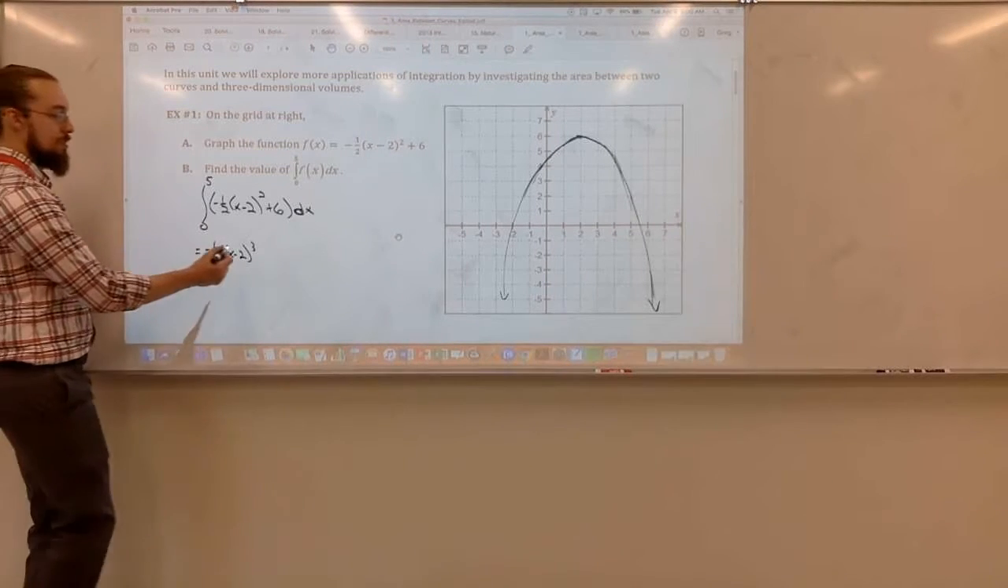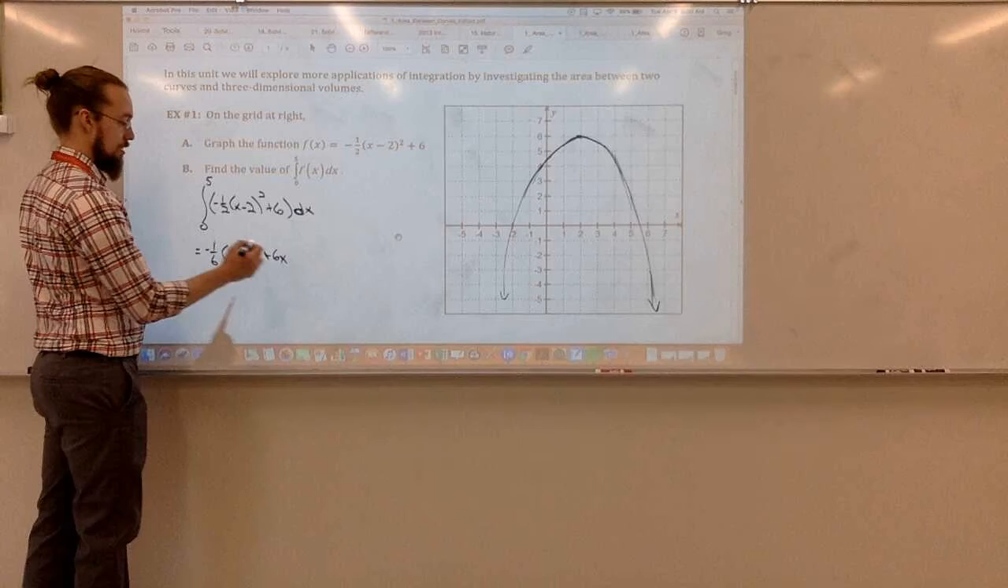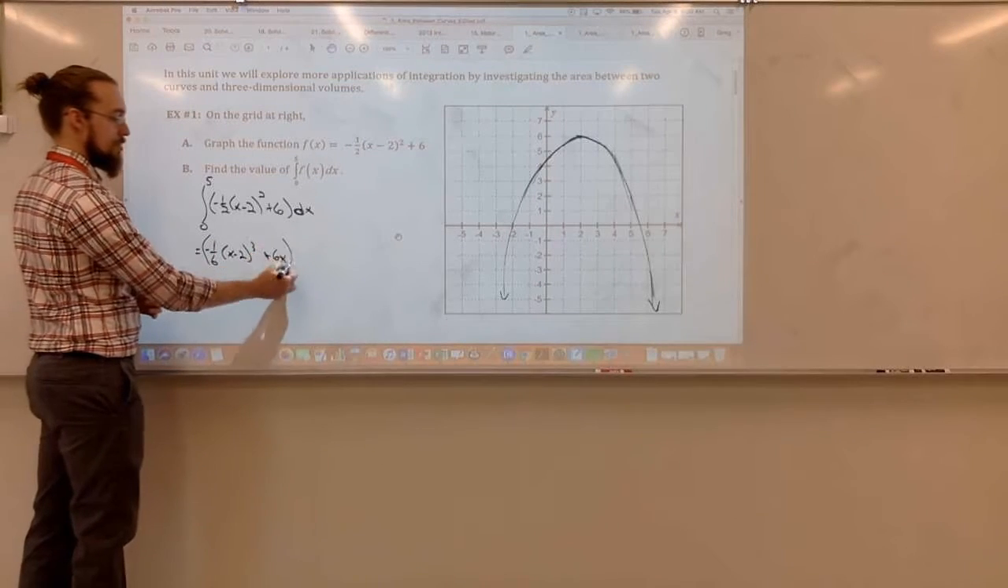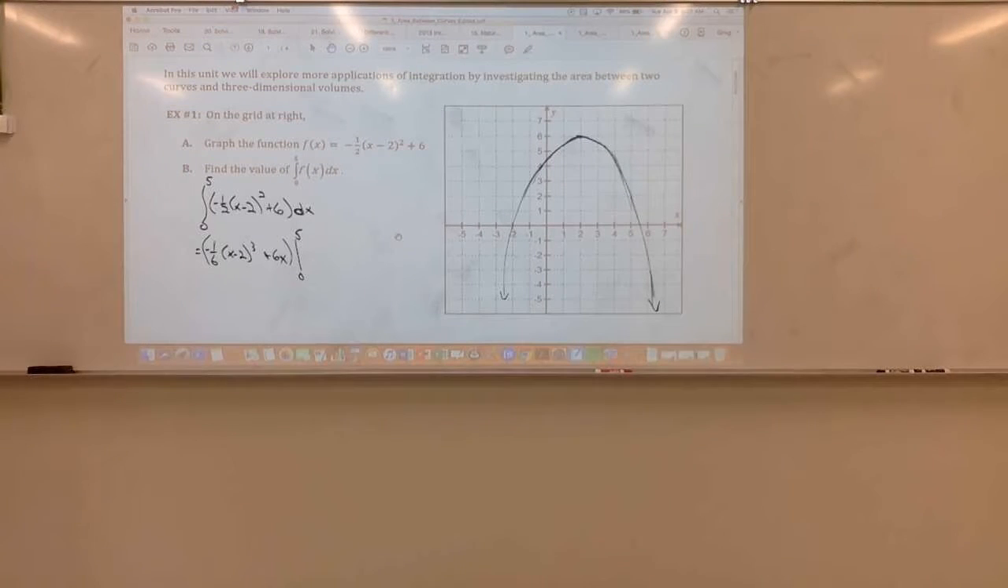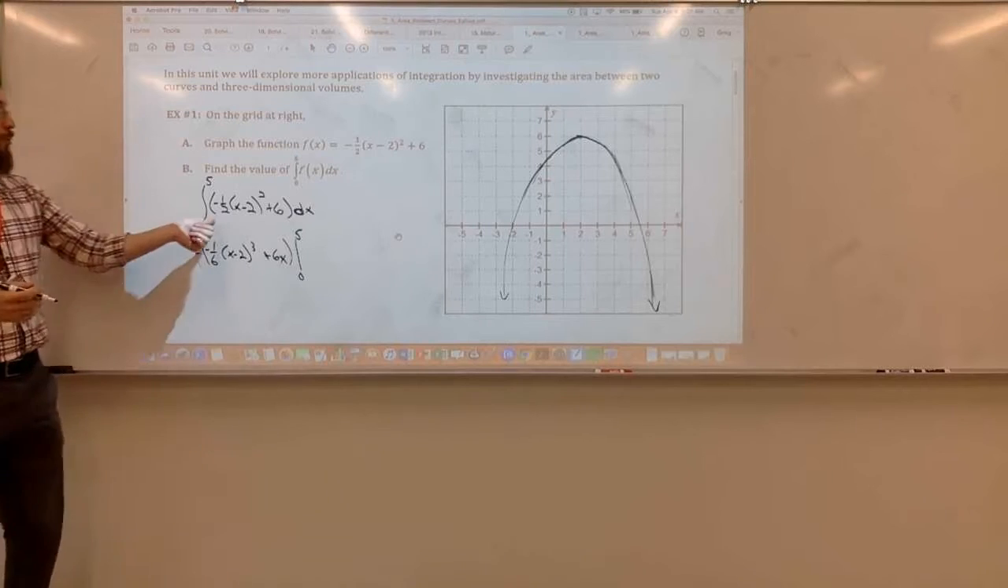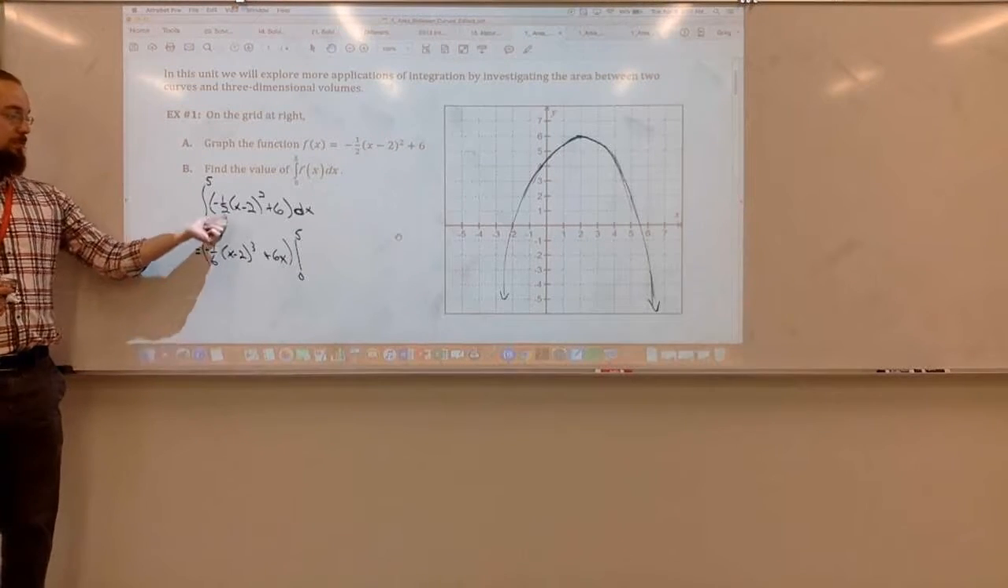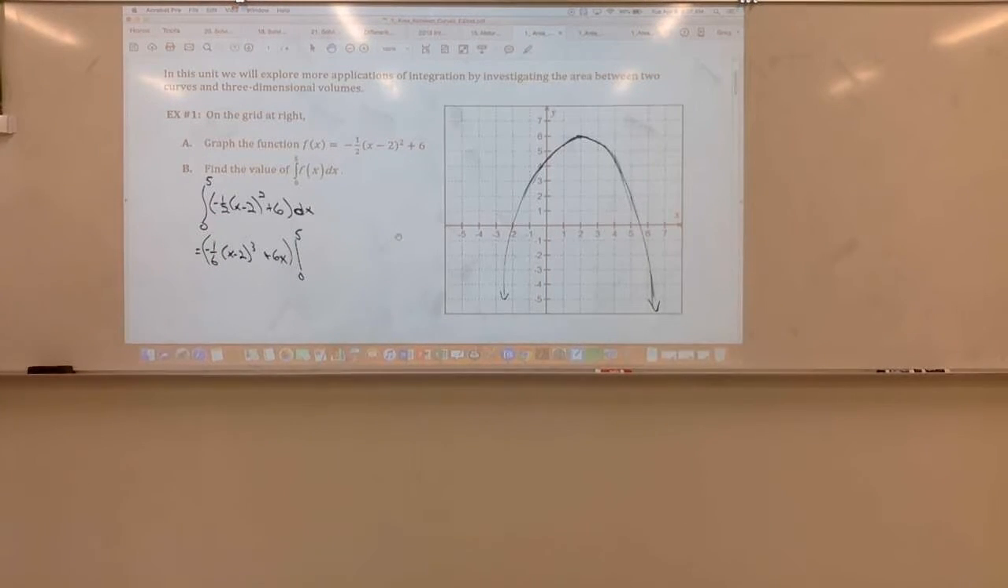Plus 6x. Since this is a definite integral, we don't need plus c. So we could have done a u substitution here, but if we're able to just figure out what the coefficient should be, we can also just do it that way. So now we would plug in 5 and 0.